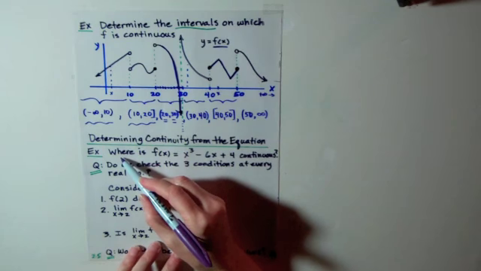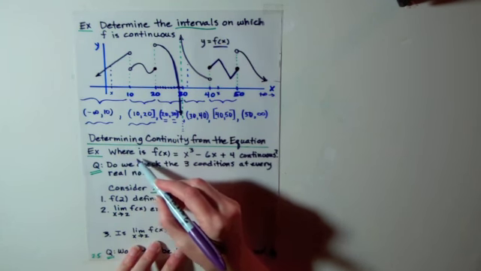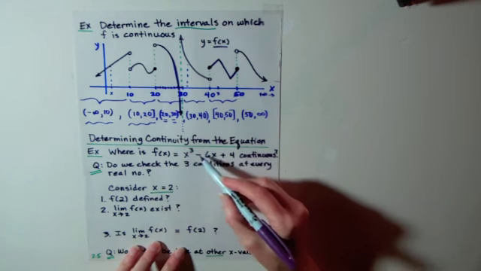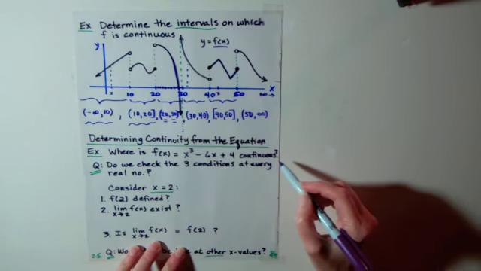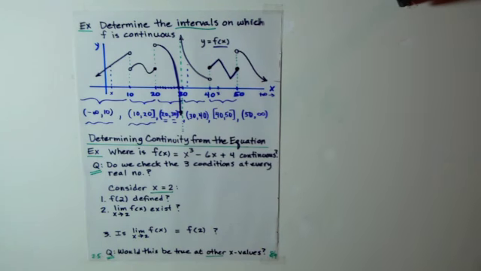Suppose I ask you this very general question: where is f of x equal x cubed minus 6x plus 4 continuous? Instead of saying, is it continuous at x equal 5, for example, and having you figure that answer out, I'm saying, where is it continuous? So I'm asking you to consider the entire real number line and decide at each of those x values, from minus infinity to positive infinity, is f of x continuous?